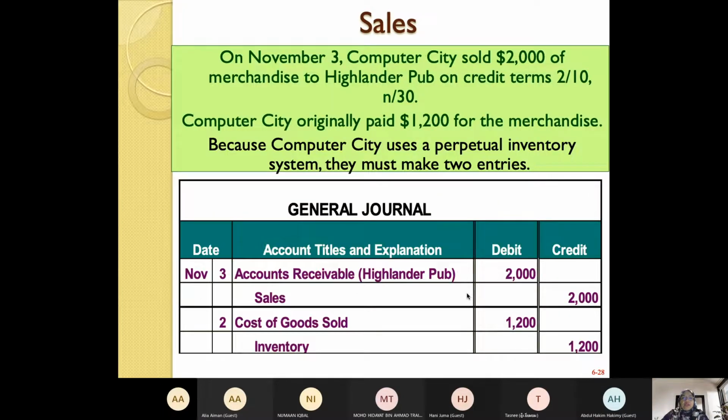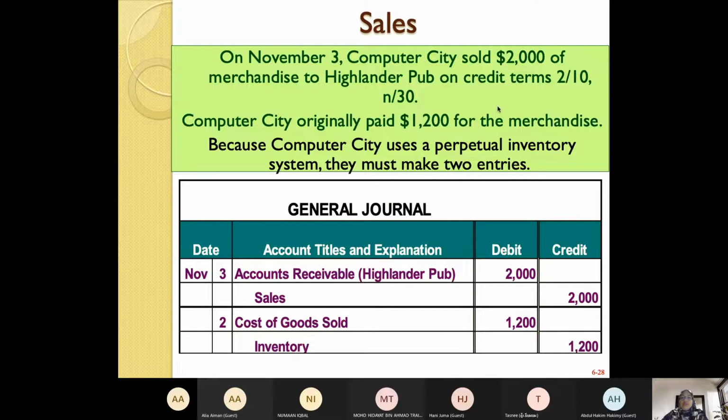Example here, you have sales. Computer City sold 2,000 of merchandise to Highlander Park. Credit terms 2/10, net 30. Computer City paid 1,200 for the merchandise. So it means that the 2,000 is the selling price, but 1,200 is the cost of goods sold.